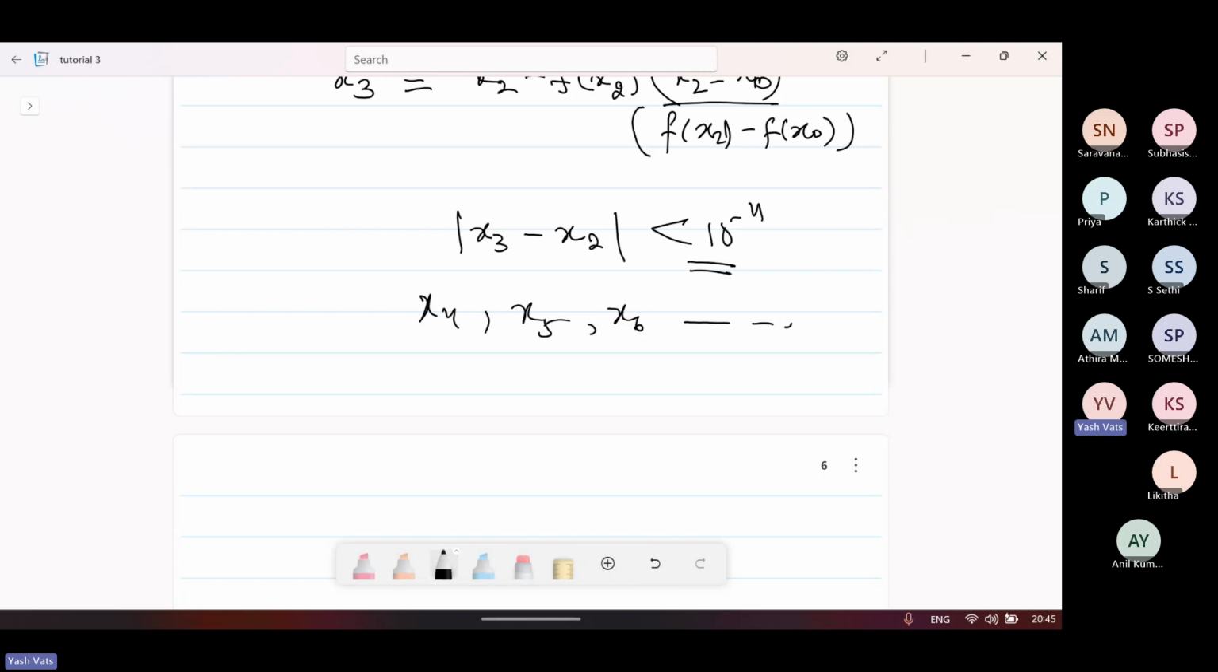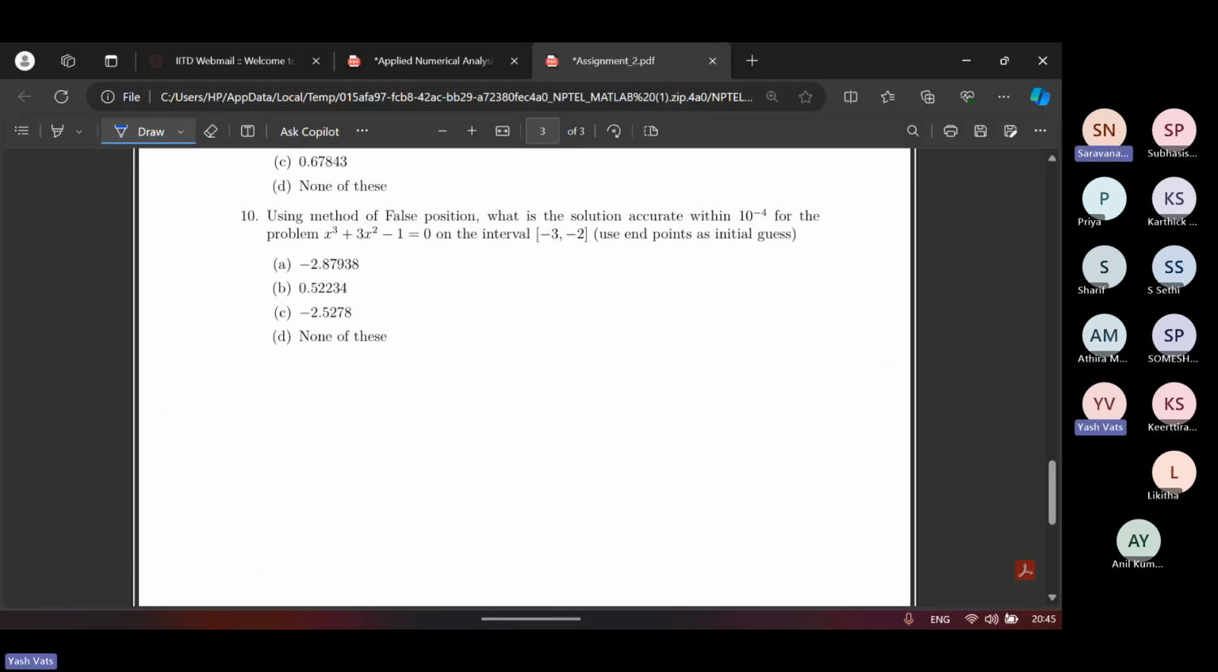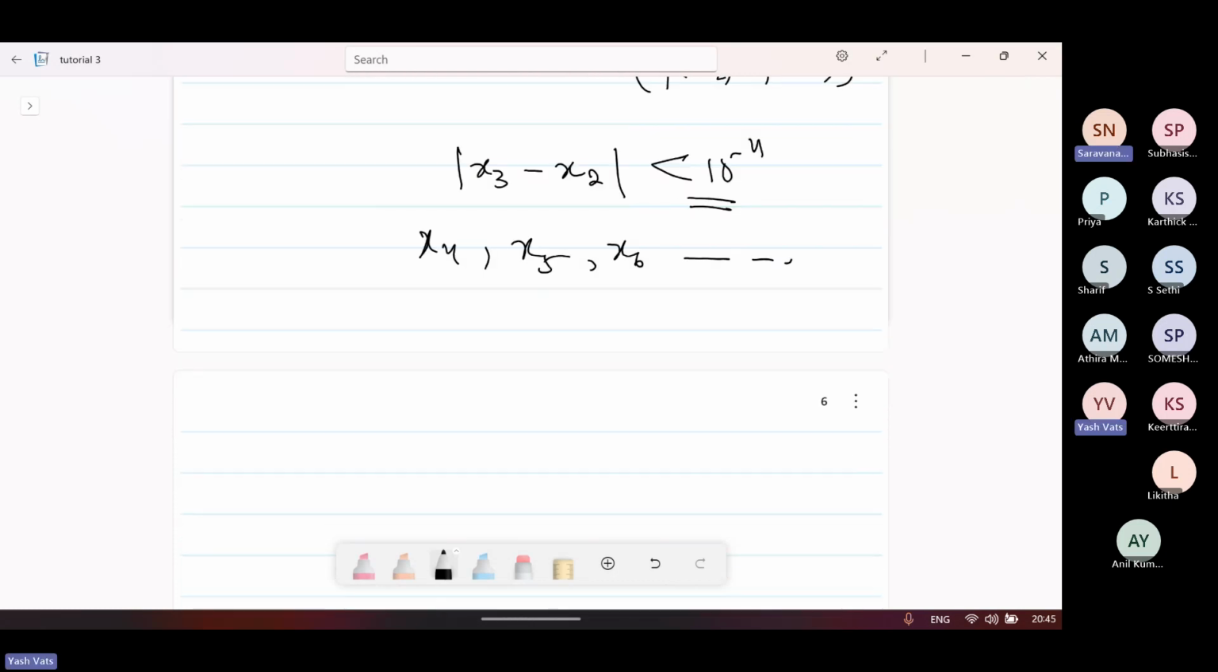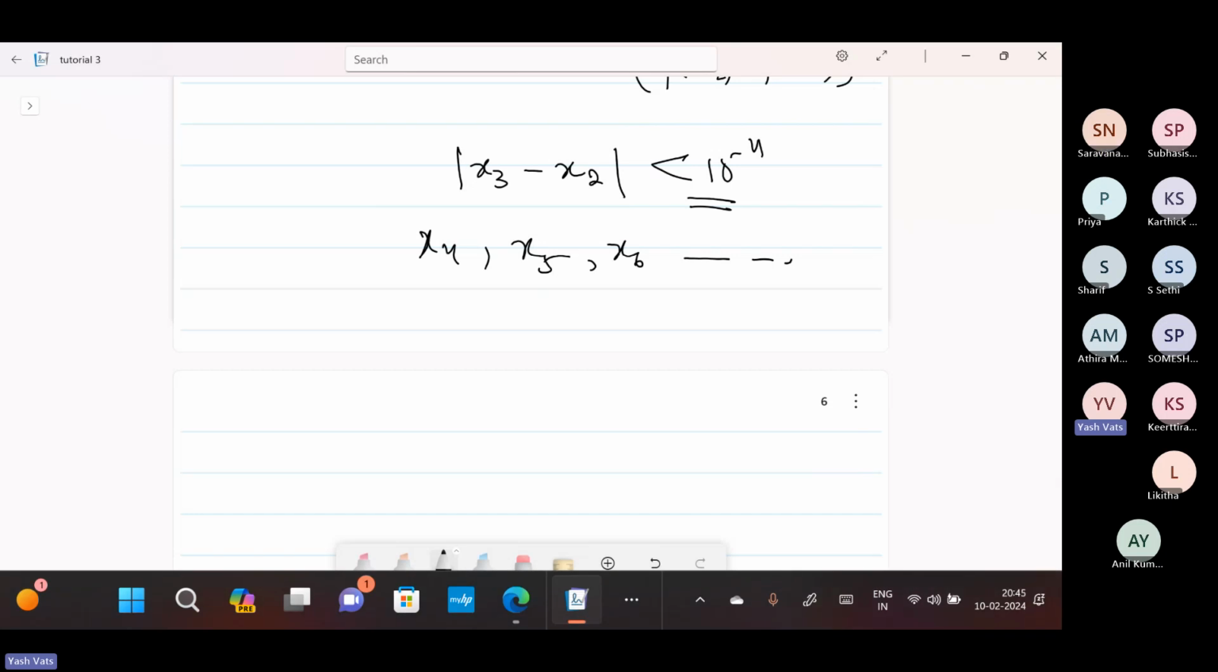That would be your solution. That would be your answer. Do you understand this? Yeah, it should be very close to 0. So what we are saying is that up to say 0.000, whatever may be the numerical value, we have to continue.